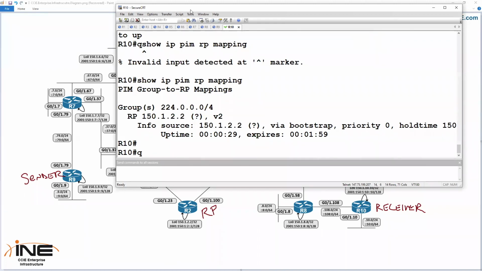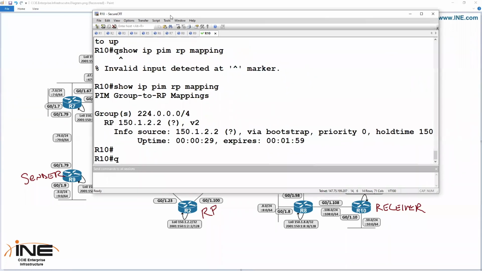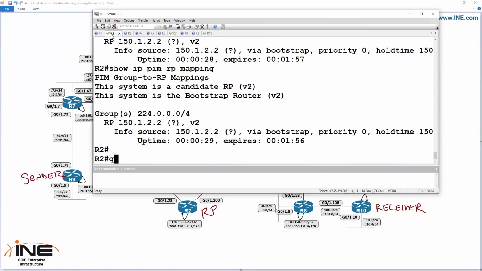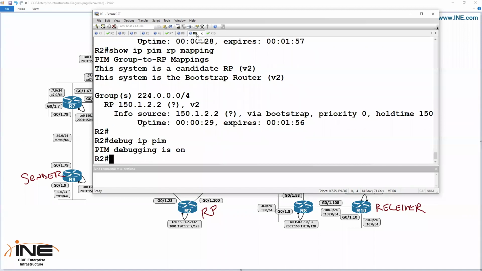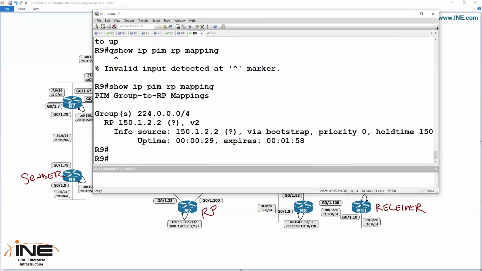In order to test the register process, on router 7, we're going to look at the debug IP PIM. And the same on router 2, which is the rendezvous point, we're going to look at the debug IP PIM. What we should see happen is that when we ping the multicast group, PIM is going to generate a register message, which is a unicast message between the designated router and the rendezvous point, telling the rendezvous point about the source and the group pair that we are sending the traffic to.